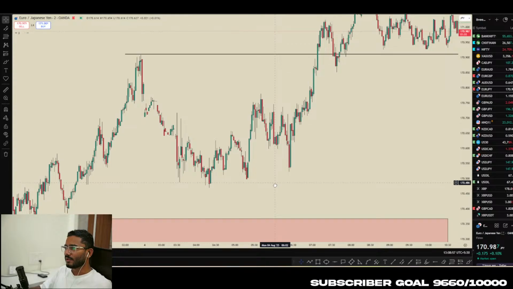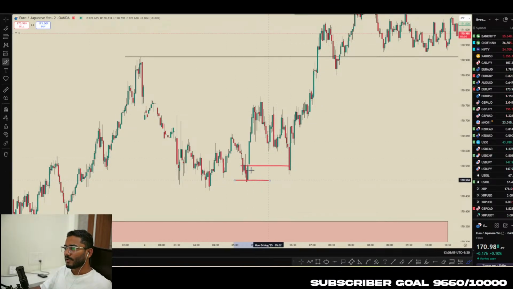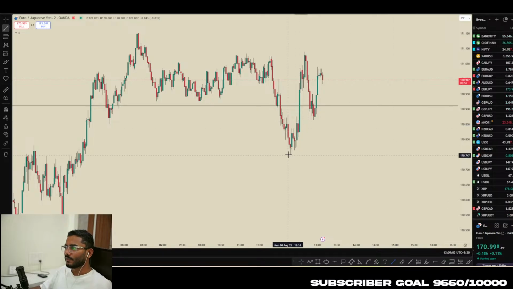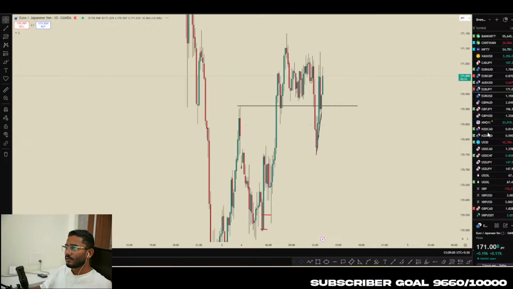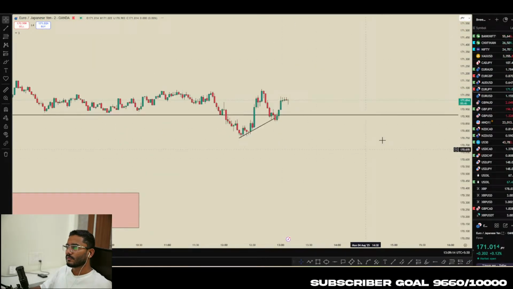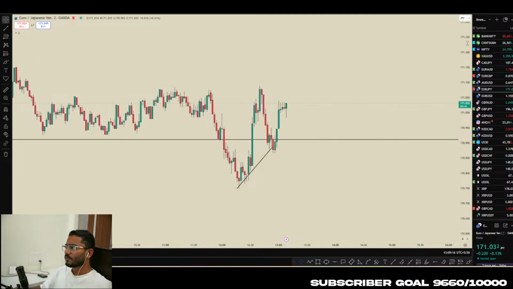For example, something like this. We want price to create something like this so we can enter. Right here, price is just creating trendline liquidity. So I think price will sweep again and then it should continue higher, breaking this previous high. Let's see.